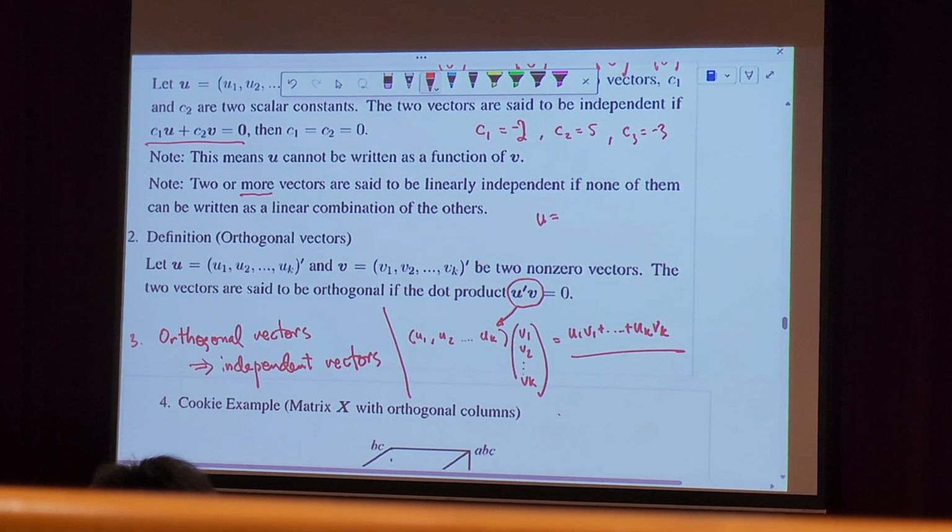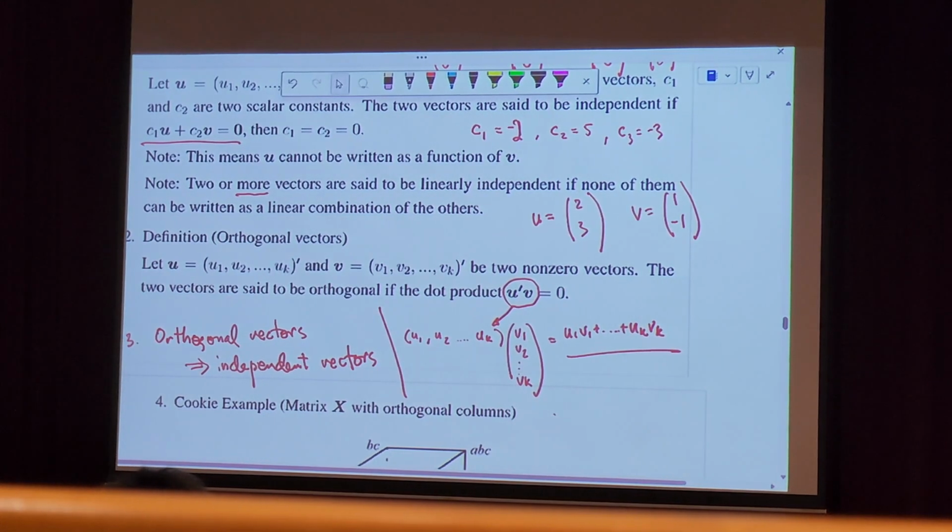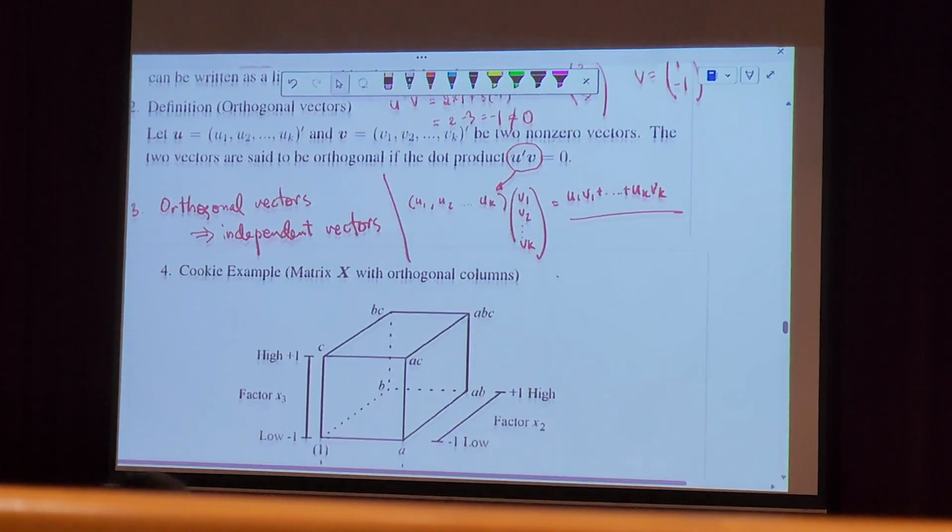So let's say U is (2, 3) and V is (1, -1). Are these two vectors orthogonal? U transpose times V is 2 times 1 plus 3 times -1. So that is 2 minus 3, equal to -1, not 0. So they are not orthogonal. You know how to check? Okay, so that's how you check orthogonality. How about this one?